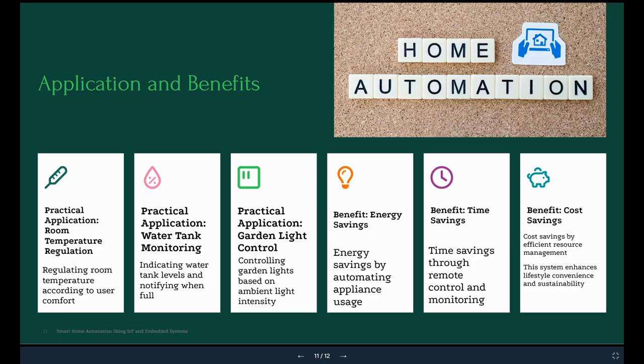And next one is practical application, garden light control, controlling garden lights based on ambient light intensity. And moving on to benefits, energy saving by automating appliance usage, time saving through remote control and monitoring, and cost saving by efficient resource management. This system enhances lifestyle conveniences and sustainability.